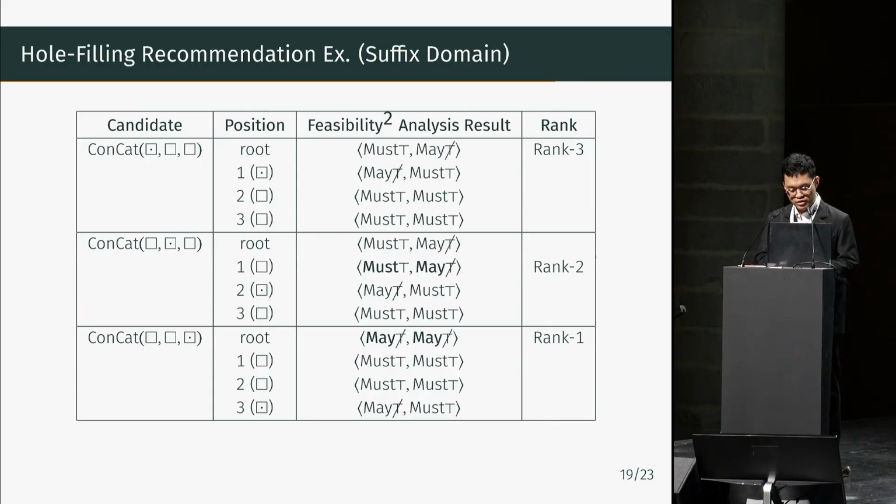The root position in the suffix domain, feasibility analysis may analyze this as non-top in both directions. So it's the rank 1 evidence, so it has a rank 1 evidence. So the entire candidate will result in rank 1. By seeing this result, we'll pick the left hole to fill first.